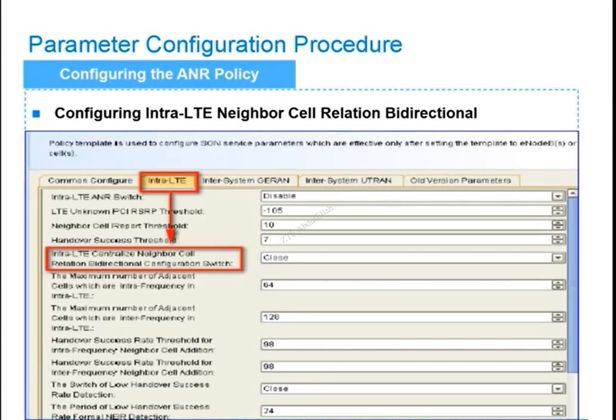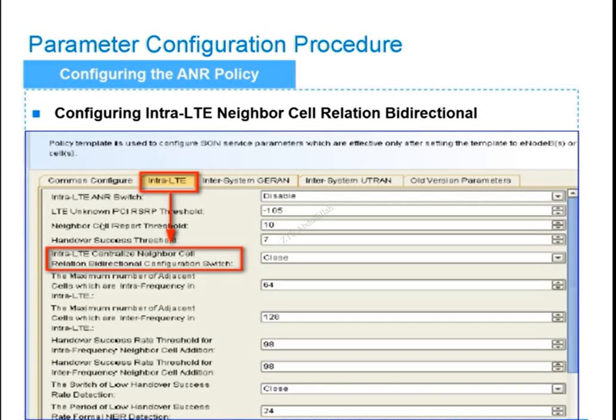In the intra-LTE ANR configuration, there is an LTE PCI RSRP threshold. That is, when the UE detects an unknown PCI, at which condition it will perform the ECGI measurement. The RSRP here is -105, which means if we detect an unknown PCI with RSRP greater than -105, we will perform the ECGI measurement. It decides under which condition we could perform the ECGI measurement.